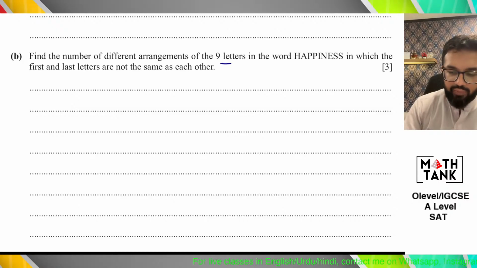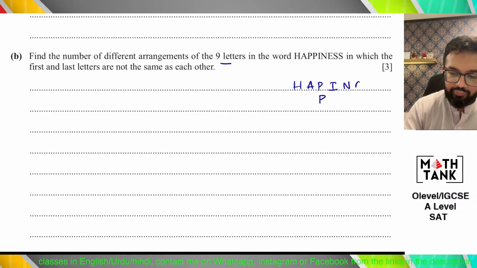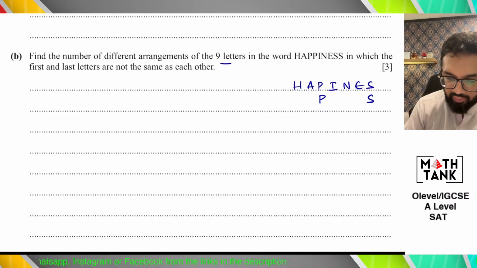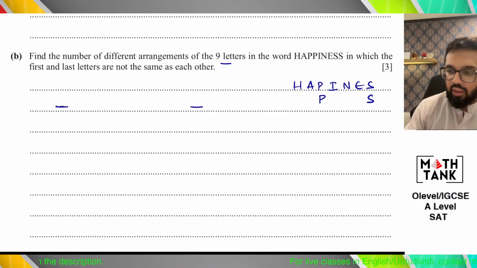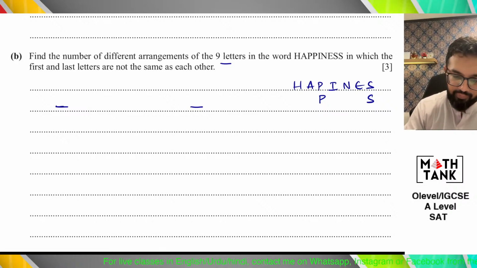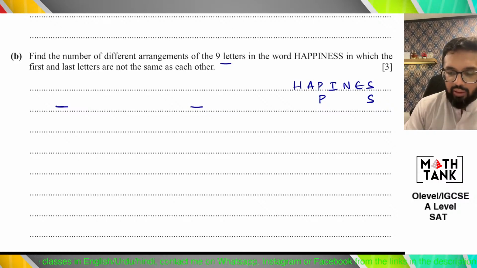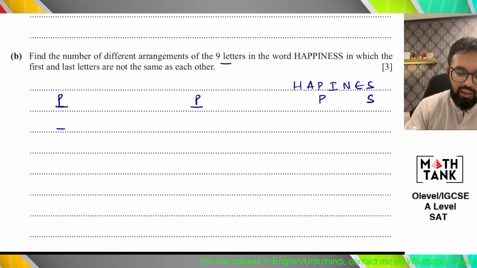Find the number of different arrangements of the 9 letters of the word happiness in which the first and last letters are not the same as each other. Okay. So I will have to come up with cases for this. What cases can I come up with? In fact, what I can do is just subtract the cases where they are the same as each other. There can only be 2 cases where they are the same as each other. That's P and P, and that's S and S.